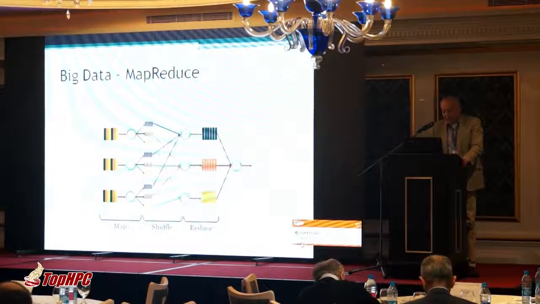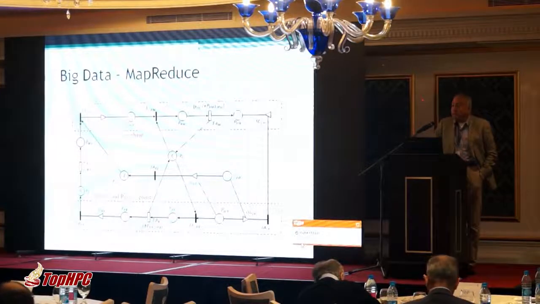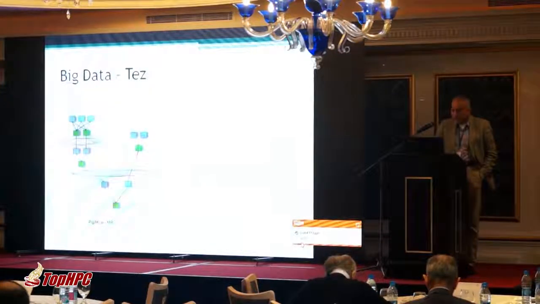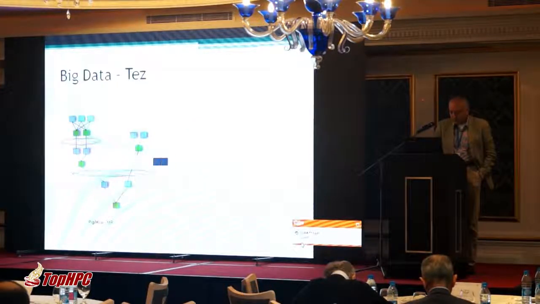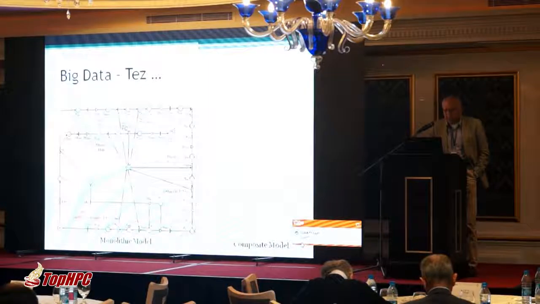So, big data MapReduce, that was the SAN model of the same system. Another one was Tez, and this is the corresponding SAN model. So this is a monolithic model, composite model. We use Mobius, the tool which supports this composite modeling, to solve the system analytically.